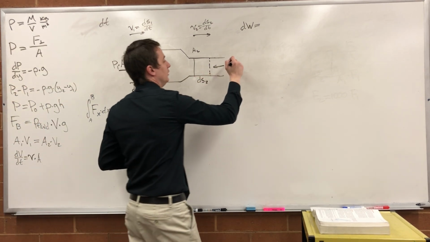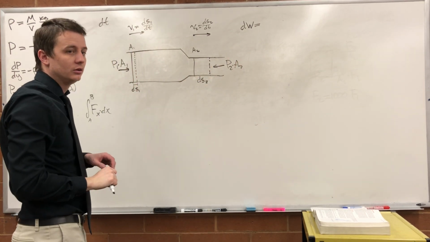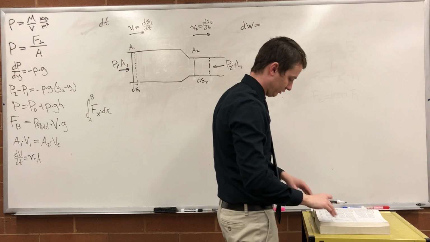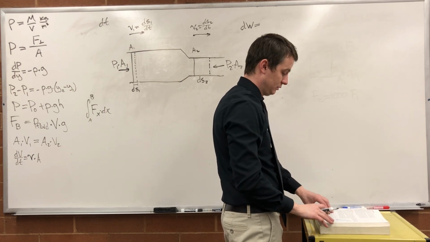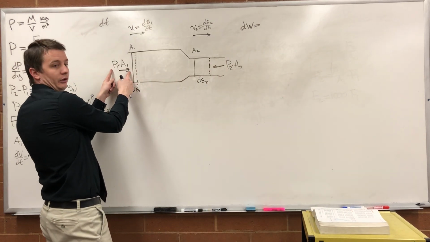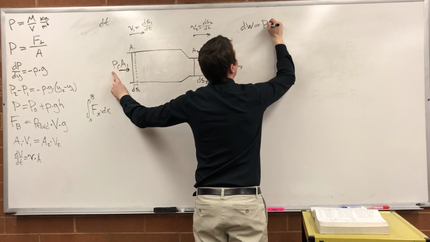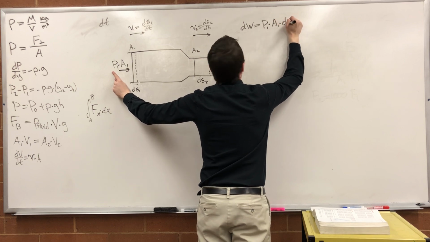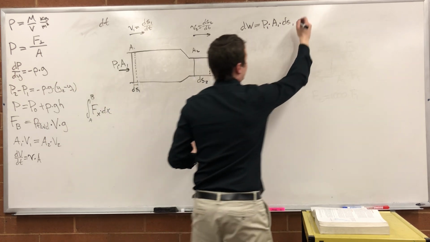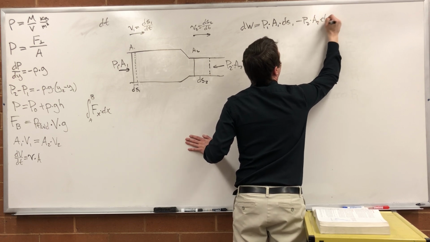No, this is doing negative work on it. That pressure is opposing the motion. Positive work, negative work, we're going to calculate the total work that is being done on the system. So here's the force, here's the displacement. So we have P1 times A1 times ds1 is positive work. This is negative work. So then we have minus P2 times A2 times ds2.